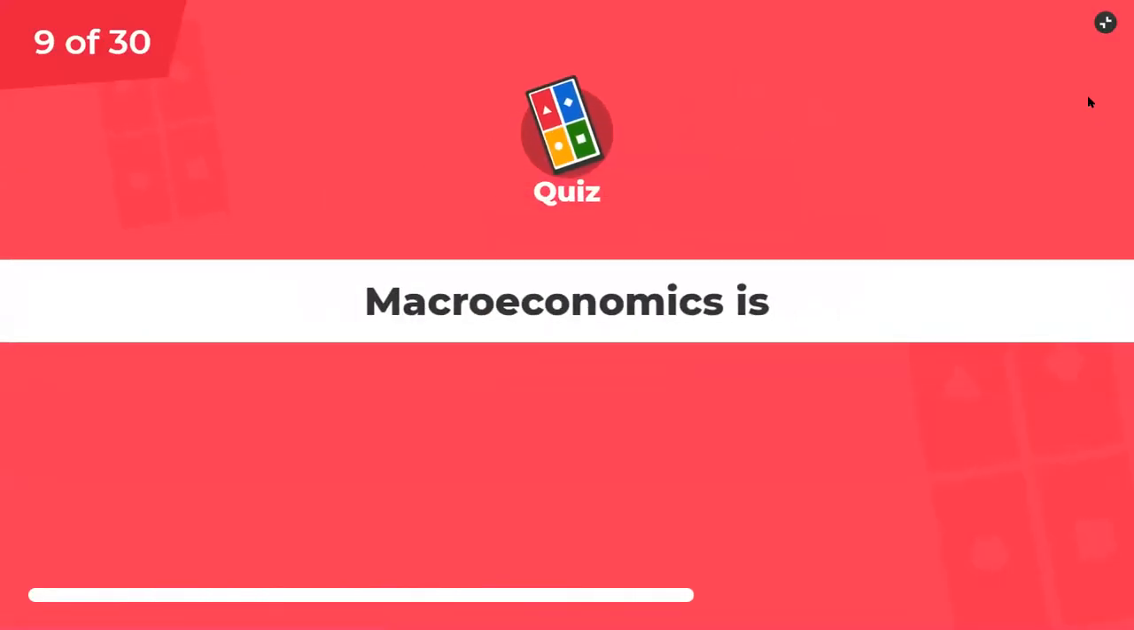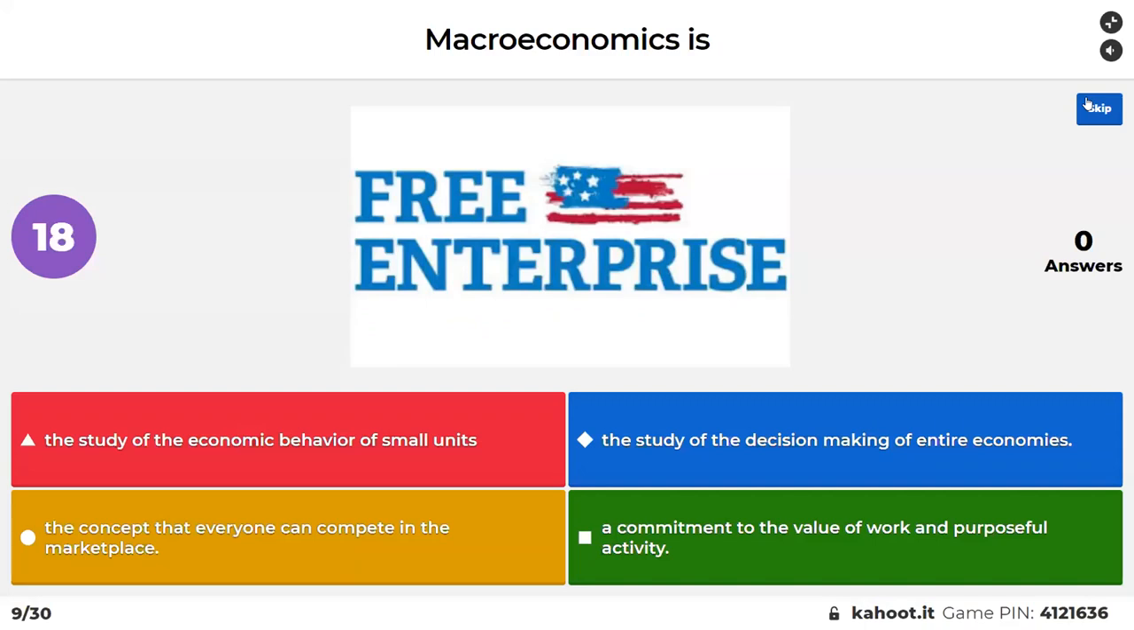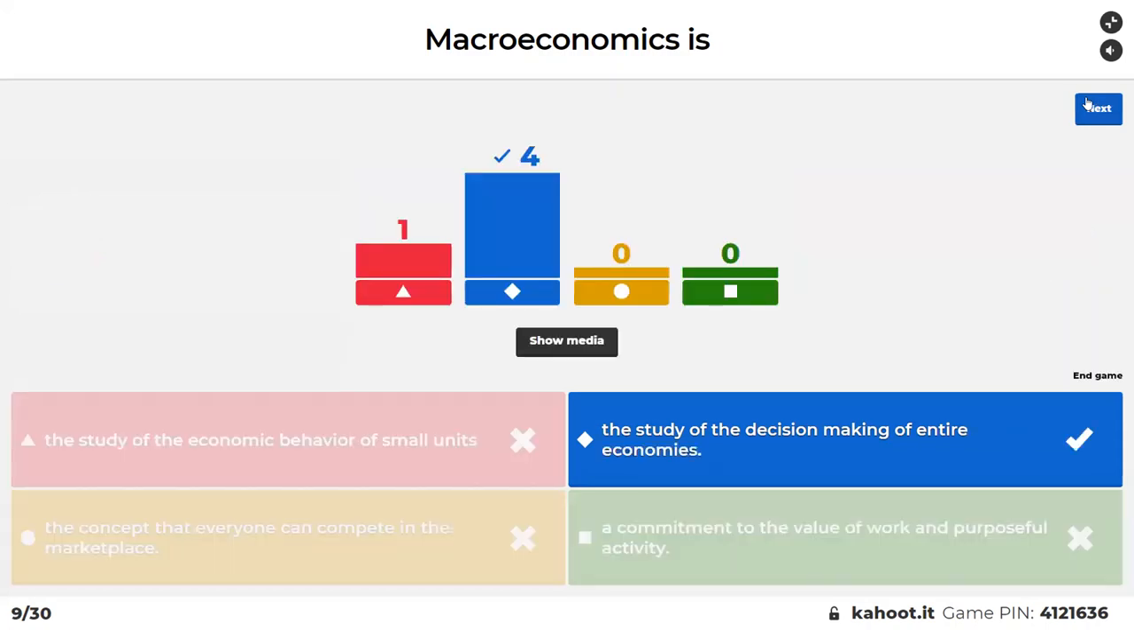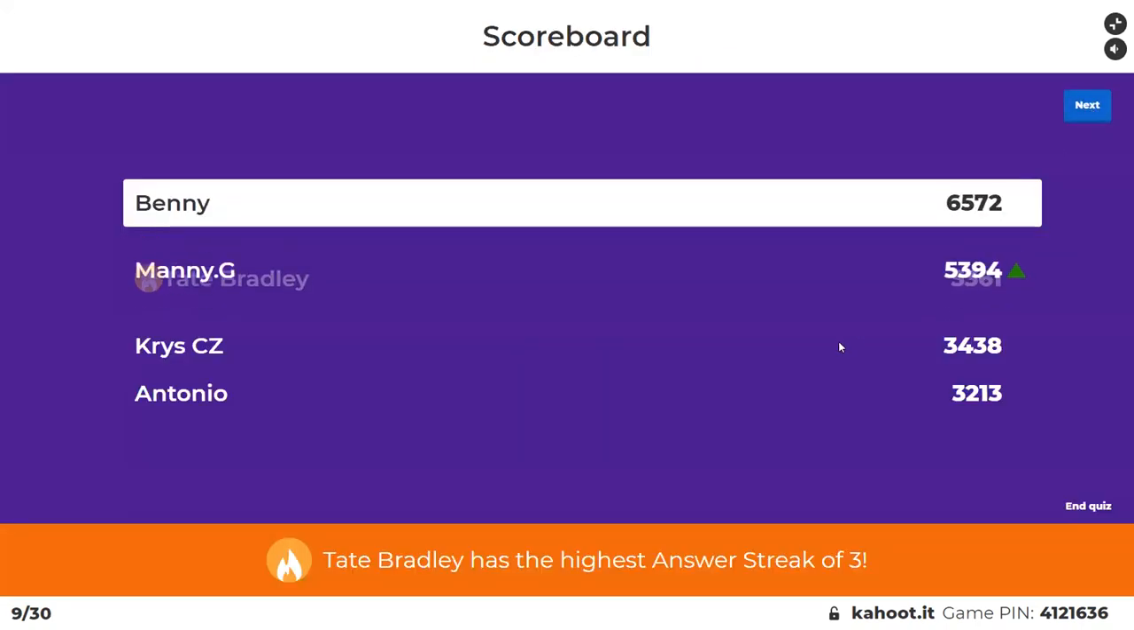All righty, macroeconomics. The study of decision, right? The entire economy. Macroeconomics is the entire economy. So that would generally be country by country.